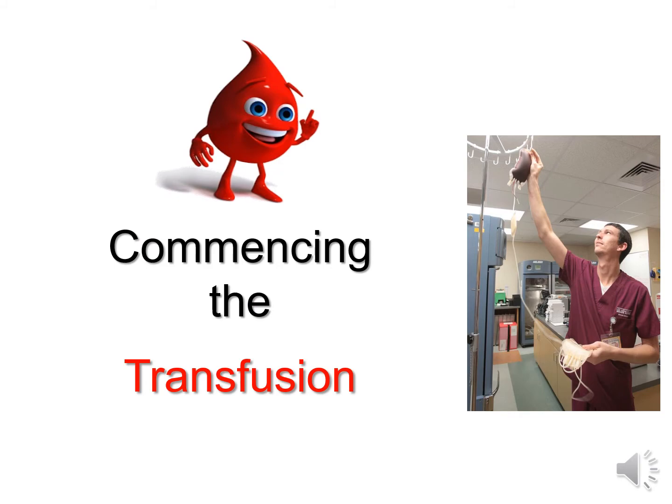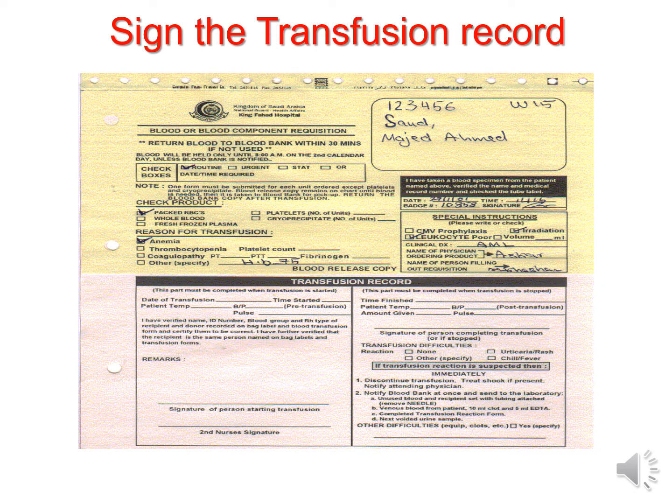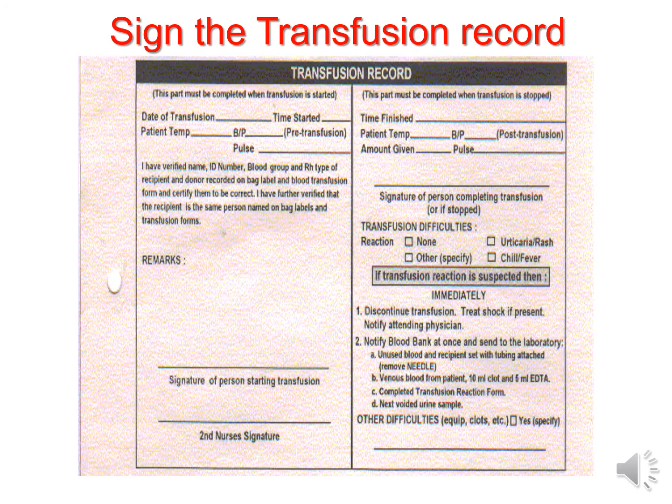So when we commence the transfusion, you've got to sign the transfusion record so that you've checked everything. Typically there's a signature for nurse A and for nurse B. Nurse A typically is the primary nurse who's responsible for starting the transfusion, and nurse B is the secondary nurse who validates that everything is correct.